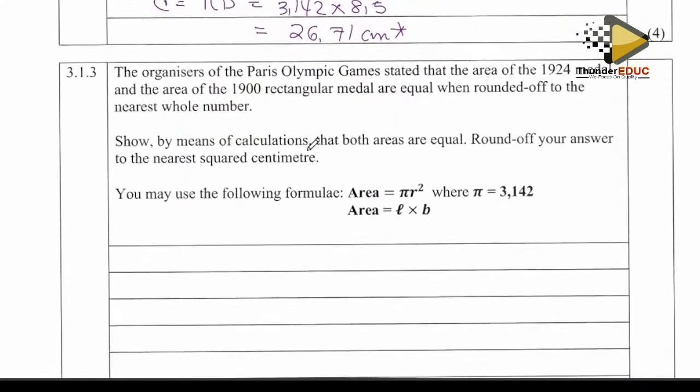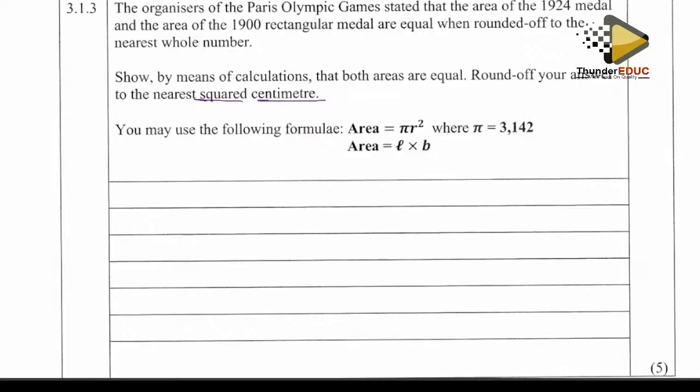3.1.3. The organizers of the Paris Olympic Games stated that the area of the 1924 medal and the area of the 1900 rectangular medal are equal when rounded off to the nearest whole number. Show by means of calculation that both areas are equal. Round off your answer to the nearest squared centimeter. The measurements that we have are in millimeters.